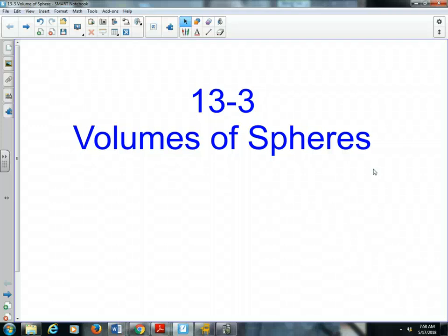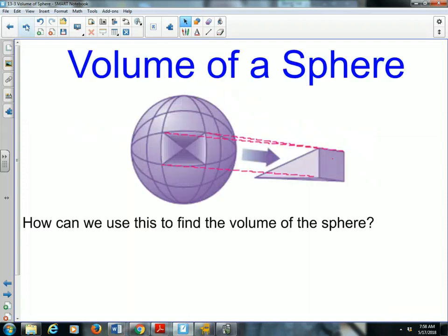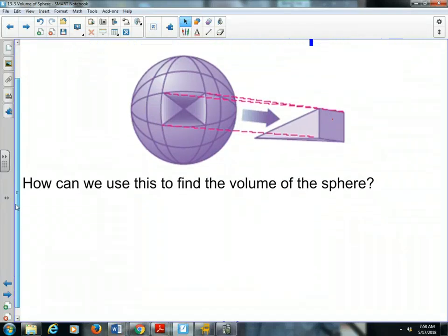Hi class, welcome to the volume lesson of our next solid. This solid is volumes of spheres. It's 13.3 for today. So for a sphere, I'm going to explain how they derive the formula for the volume of a sphere. But for now, let's just write down what the volume is.